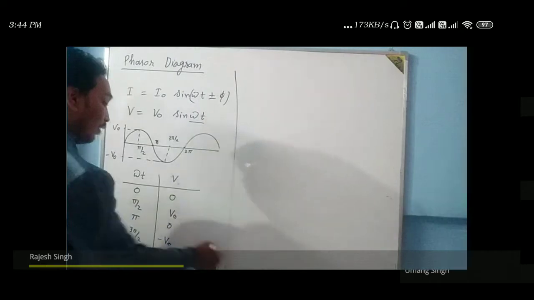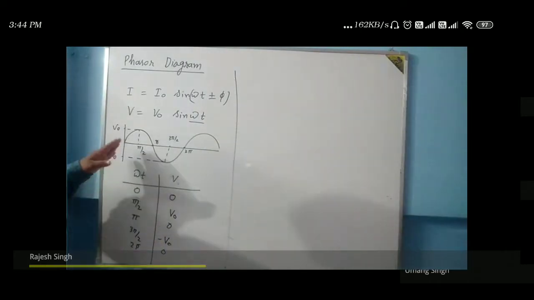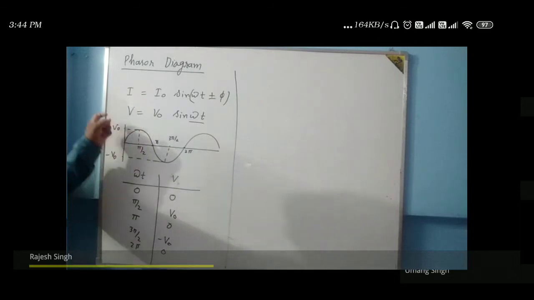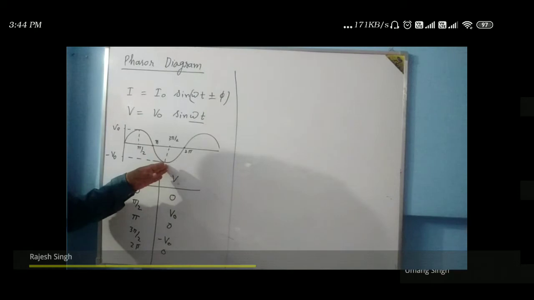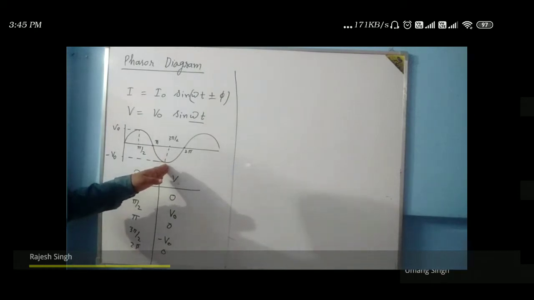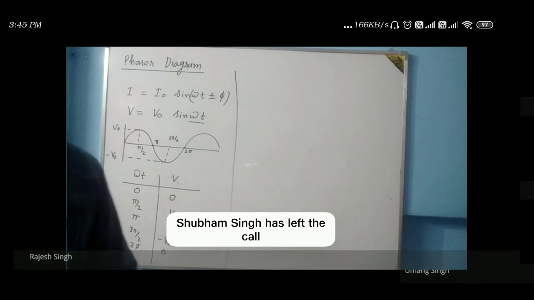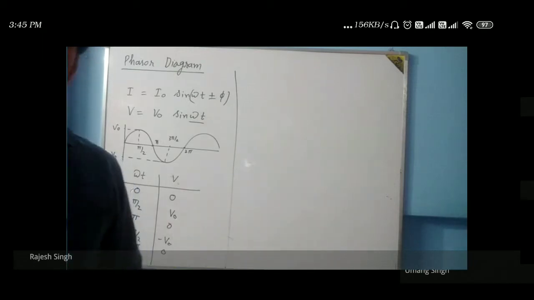So from the graph also, from 0 to pi by 2 it increases, then from pi by 2 to pi it decreases, then from pi to 3 pi by 2 it increases again but in the opposite direction, and from 3 pi by 2 to 2 pi it decreases and becomes 0. How many of you get this? Raise your hands if you got this. Very good.